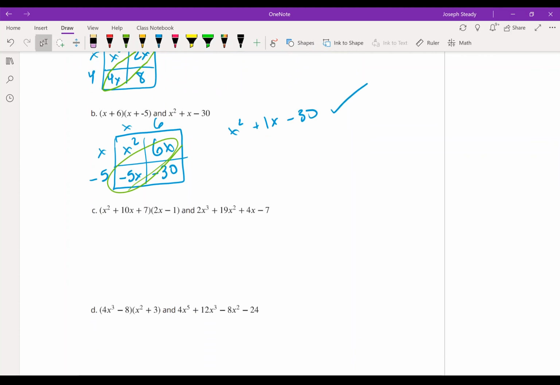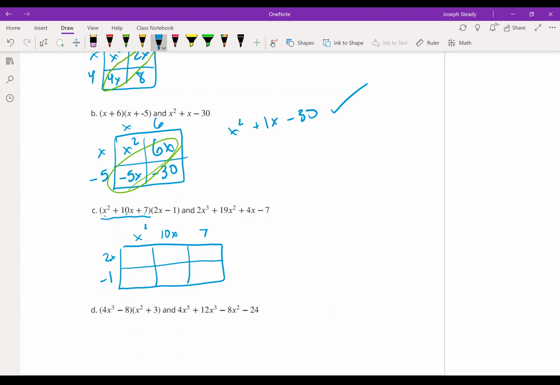Next one up, we've got a few more pieces here, because notice this factor has 1, 2, 3 terms in it, which means when we make our box diagram, one of these sides has to have 3 boxes and the other side will still have 2. So let's write this all out. X squared, 10x, 7, and then here 2x and negative 1. So we've got a lot of multiplying to do. We have 6 multiplication problems to do.